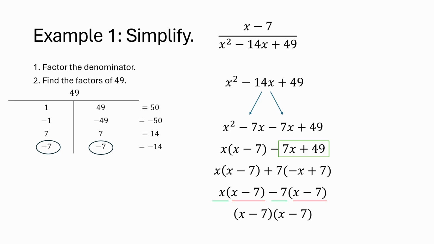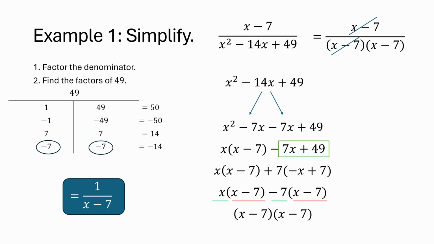So I'm going to replace the denominator with that, and now I have x minus 7 over x minus 7 times x minus 7. Notice that I have an x minus 7 on both the numerator and the denominator, so I can cancel those out. I'll have a 1 remaining in the numerator, and the denominator will have x minus 7. So example 1 simplifies to 1 over x minus 7.